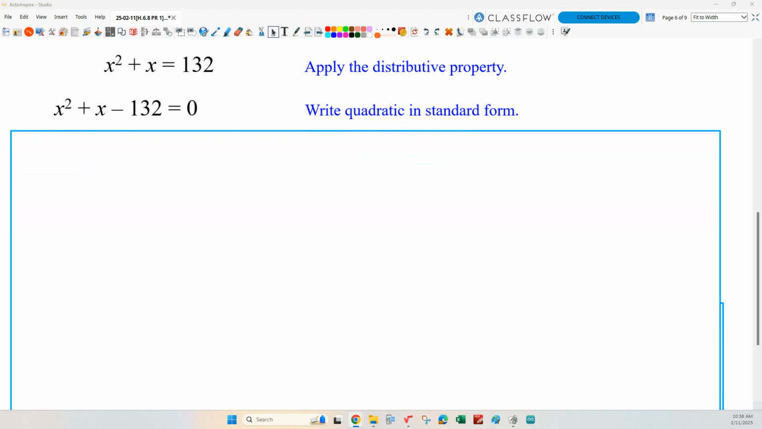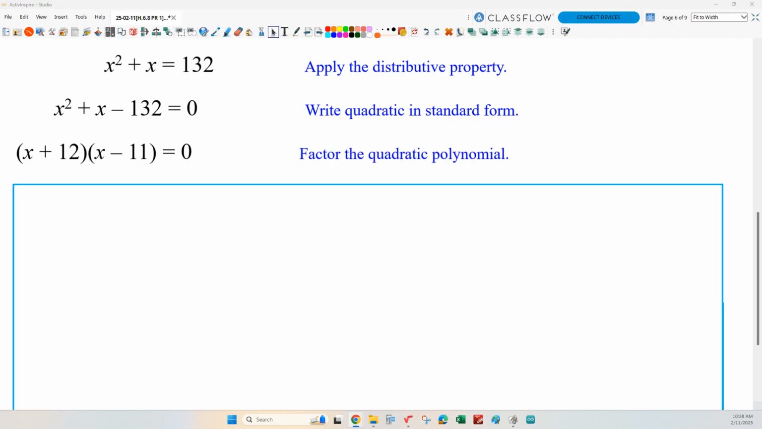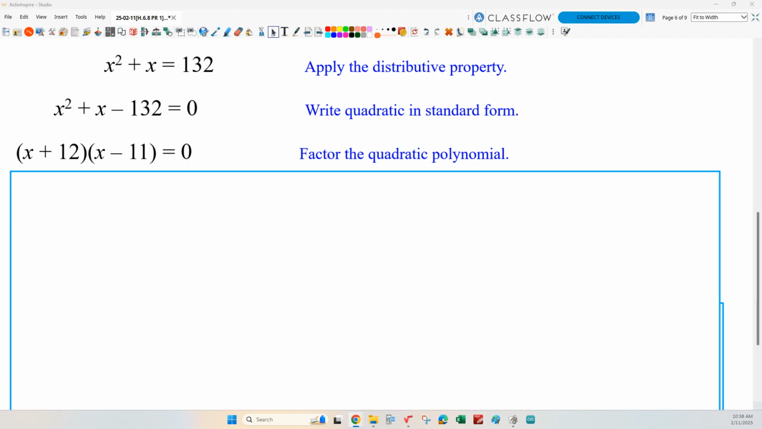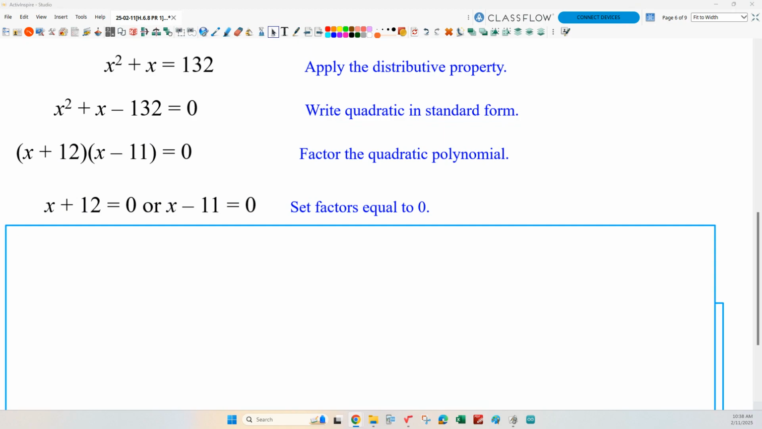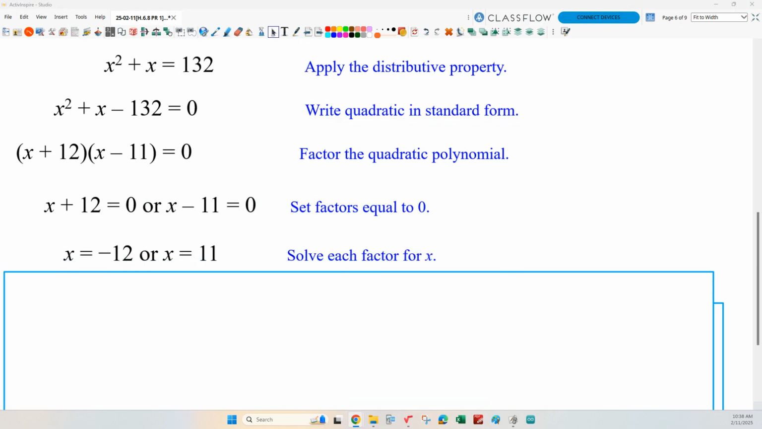Okay, what are those numbers that multiply to negative 132 and add to 1? They must differ by 1, right? Because they multiply to negative 132 and add to positive 1. So I've got a positive and a negative. Negative 12, because I know that 11 times 12 is 132. Negative 11 and 12? 11 and negative 12? That looks pretty good to me. x plus 12 times x minus 11. Okay? Make sense? So my solutions then are either x equals negative 12 or x equals positive 11.